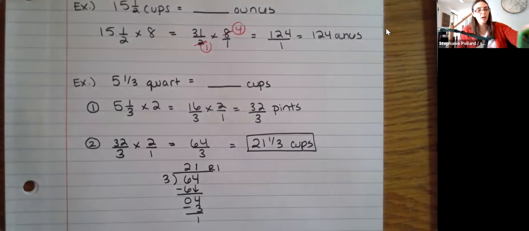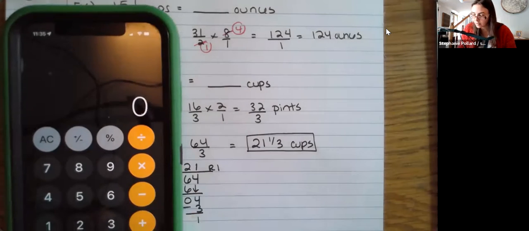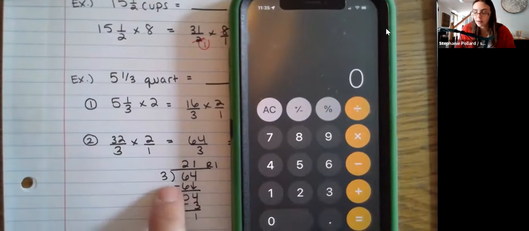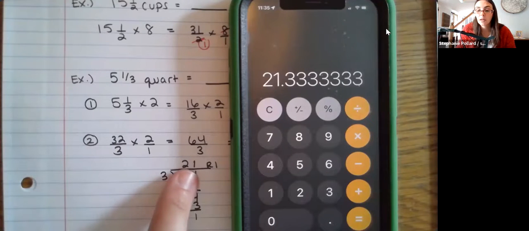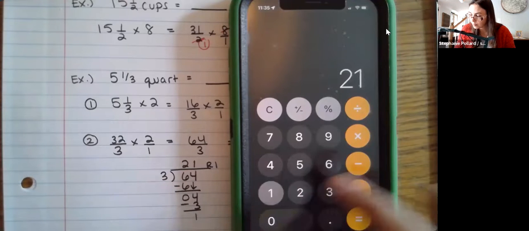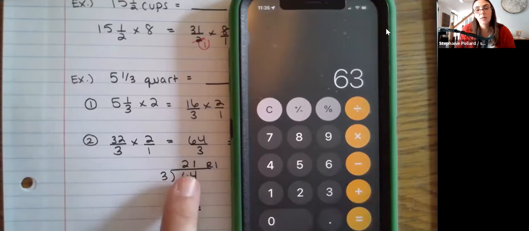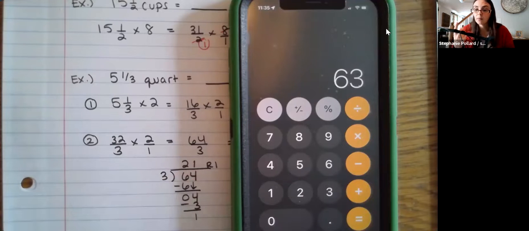Now, if you're having trouble with that long division, again, you can use your calculator to help you. So what you can do is take out your basic calculator and just do 64 divided by 3. And you can see that's where that 21 comes from. So you have that 21, and then if you do 21 multiplied by 3, you get 63. So that's where the remainder 1 comes from, right? 64 to 63 is a change of 1. So that's another way you can do it if you're using your calculator and struggling a little bit to do it out longhand.